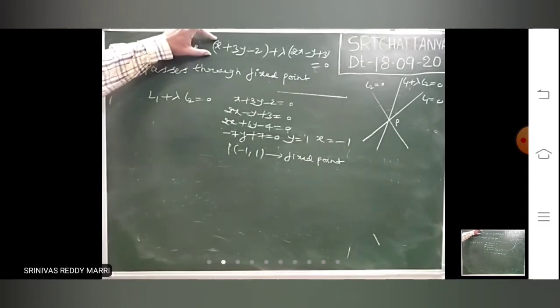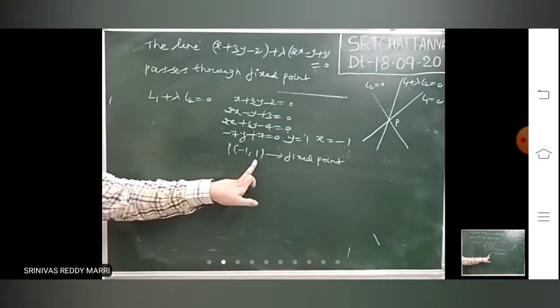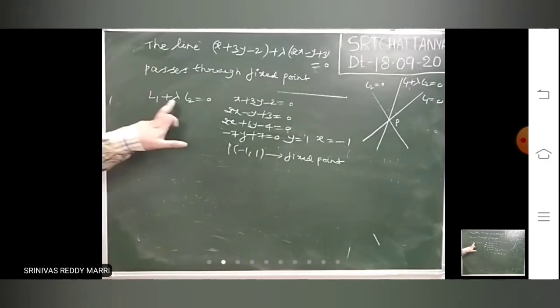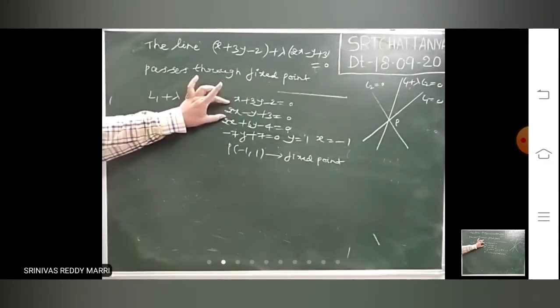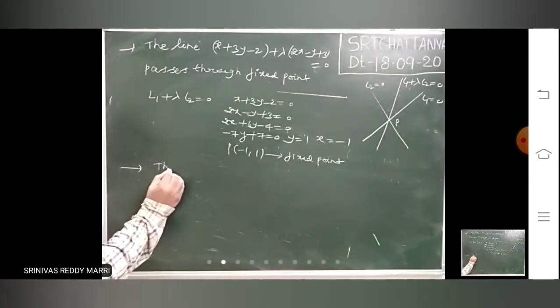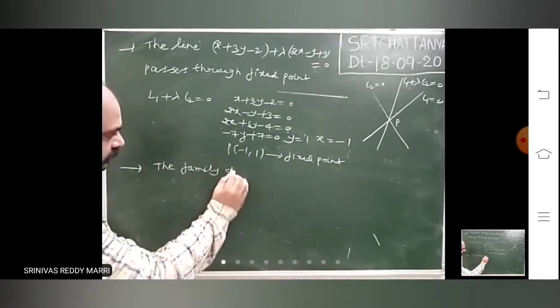Otherwise he will ask like this: the point of concurrency of the family of lines. That is nothing but this only. Or, the line passes through a fixed point. So if it is in this form, take L1 equal to 0 and L2 equal to 0 and solve these two. You will get that fixed point. Now another family of lines like this.